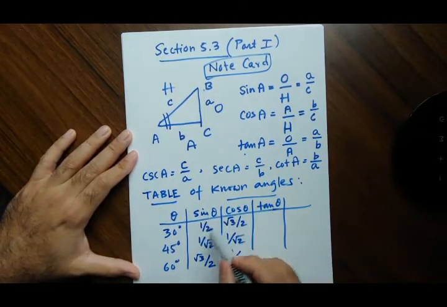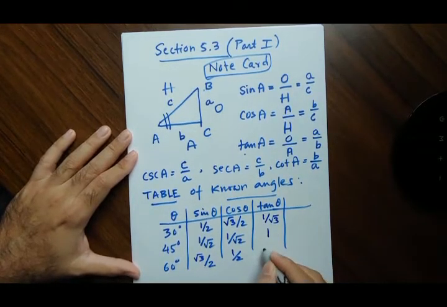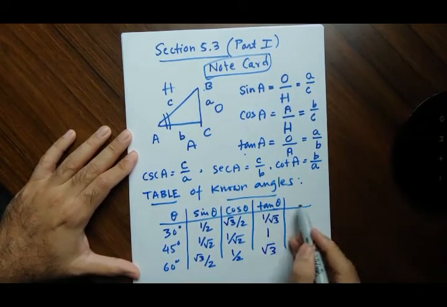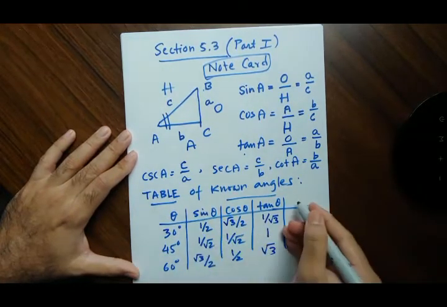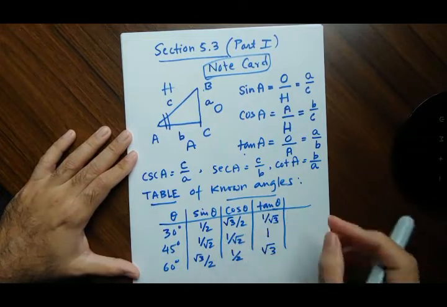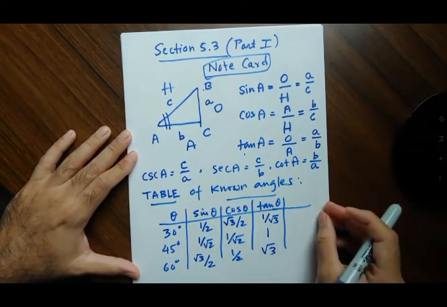Similarly, tangent is the ratio of these two. So the first one is 1 over square root of 3, then 1, then square root of 3. And again, you can write the rest of it. If you flip all the sine values, you get cosecant. If you flip all the cosine values, you get the secant. If you flip all the tangent values, you get the cotangent.